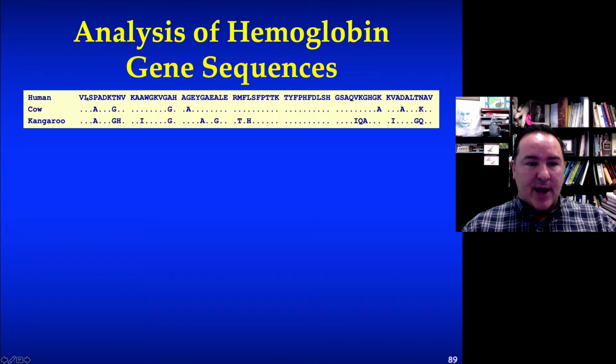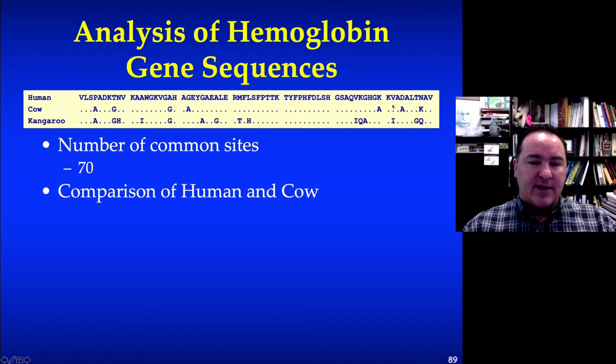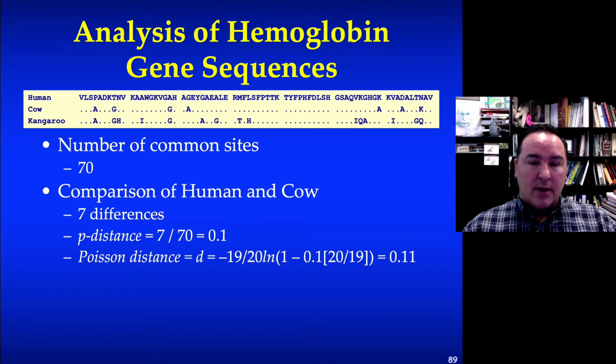Here we're looking at amino acid sequences. For the differences between human and cow, the differences are shown wherever there's a letter. If there's a dot, it's the exact same as the one above. So there are 1, 2, 3, 4, 5, 6, 7 differences between human and cow. For the number of common sites, there are 10 residues per block, and 7 of those blocks, so there are 70 total sites, and 7 of them are different. That means the p distance is 7 over 70, or 0.1.